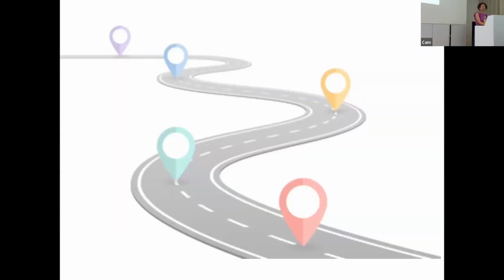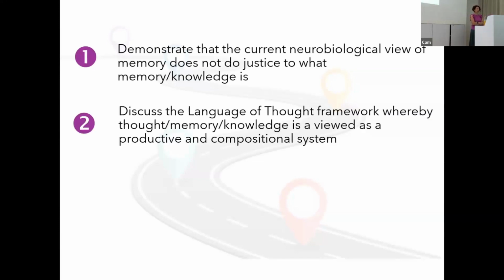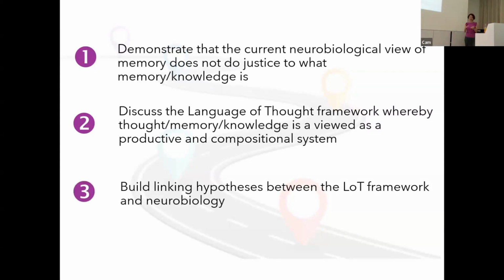Here's the roadmap. It will start with a discussion of the current view of the neurobiology of memory, and after that I'll try to convince you that it doesn't do justice to what memory, or long-term knowledge, really is. Then the next step will be to discuss the framework called language of thought, which does do justice to what long-term representations are, because it views them from the angle of a productive and computational system. And then the third step would be to take this new view, even though it's not a new view at all, and build the linking hypothesis around it. Can we take that cognitive framework and rebuild the neurobiology around it? Okay, so that's the approximate plan.